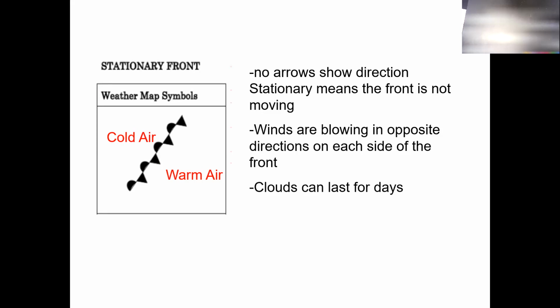Winds blow in opposite direction. It's like a stalemate, meaning both sides are equal and no one's winning. Clouds can last for days. So to get those 3 bullets, we just have to do fronts are associated with, and we're done with this chapter.